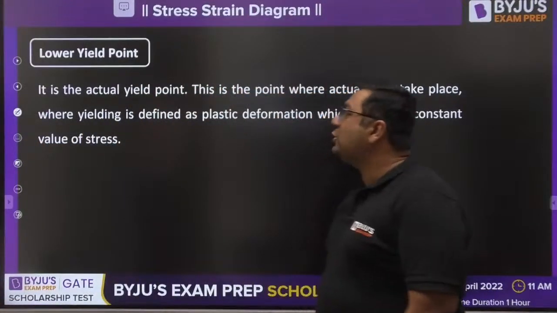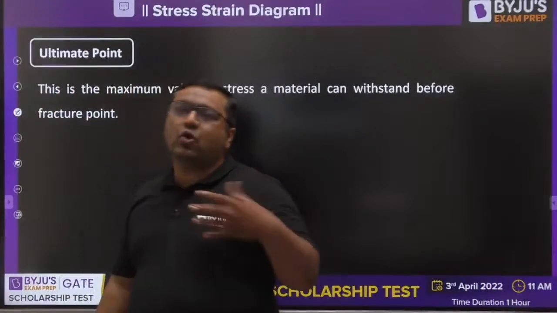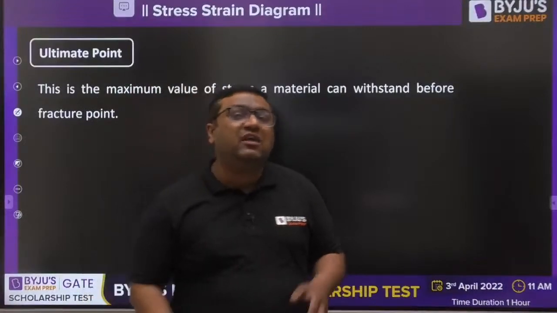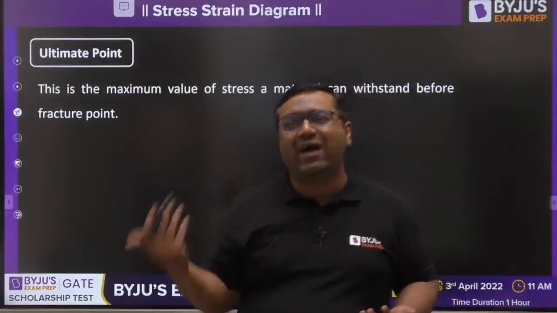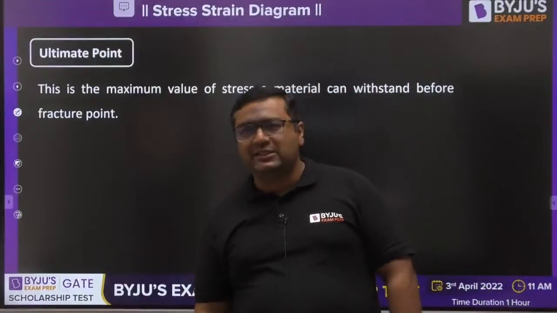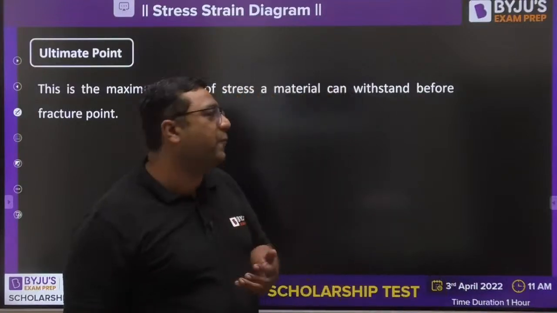Lower yield point is the actual yield point, because at that point yielding starts. Upper yield point is not at all actual yield point, because if you are going to change the machine, if you are going to change the specimen, if you are going to change the environment, upper yield point keeps on changing. Property does not depend on such factors. Okay, that's why it is not a property.